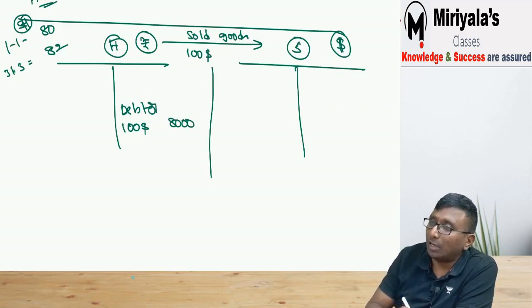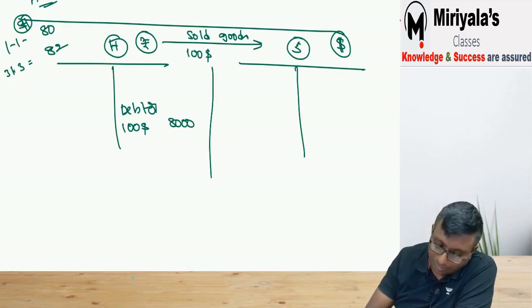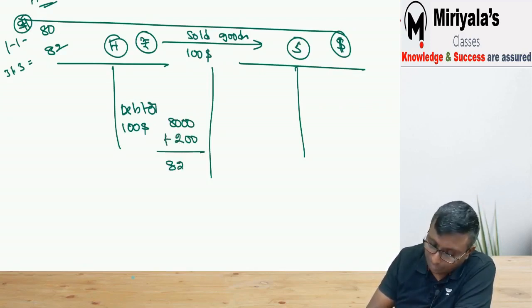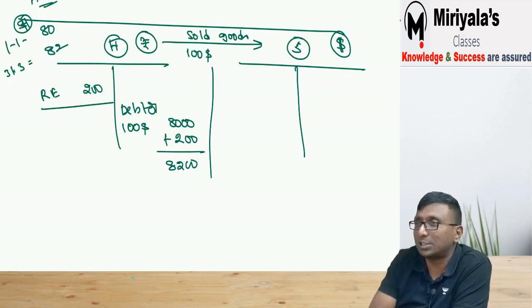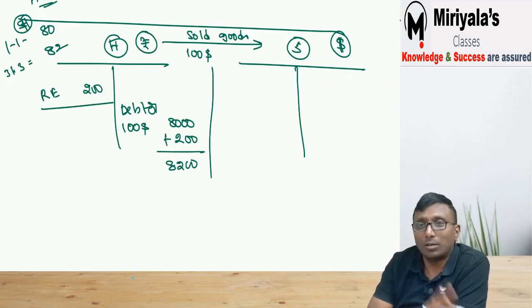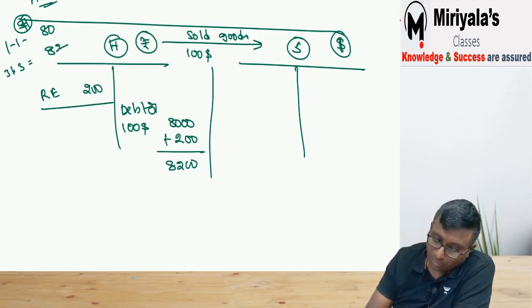Now, are you supposed to restate it? Agree or not? You have to restate it. Once restated, what do you do? You add 200 rupees extra here. So it will become 8,200, and the gain is transferred to profit and loss, meaning 200 rupees is sitting in retained earnings. Do you agree? So far clear? What about this?